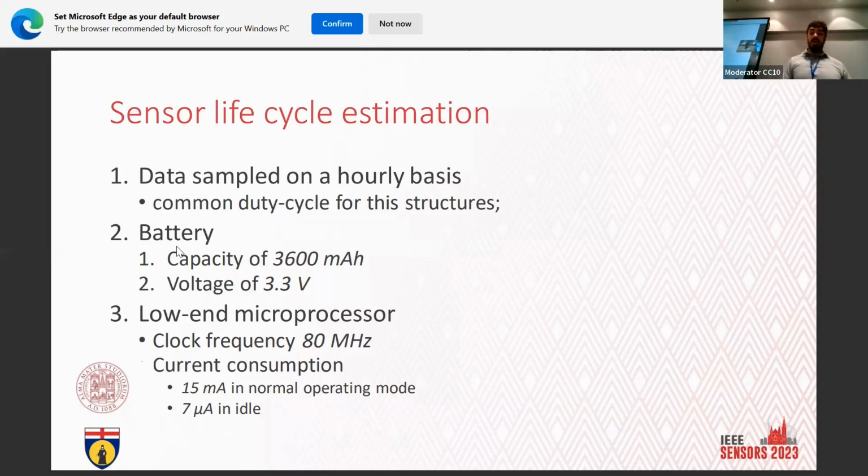We considered our sensing node supplied by a battery with a standard capacity and with an average reference voltage. And we consider to equip a low-end microprocessor that has a working frequency of 80 megahertz with standard current consumptions. Okay, this is our setup.